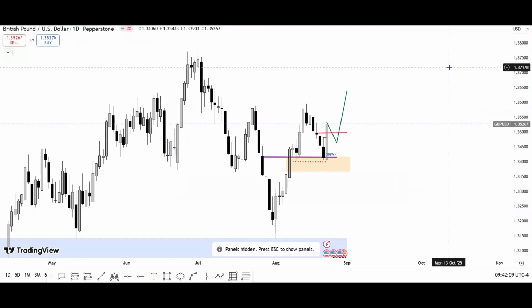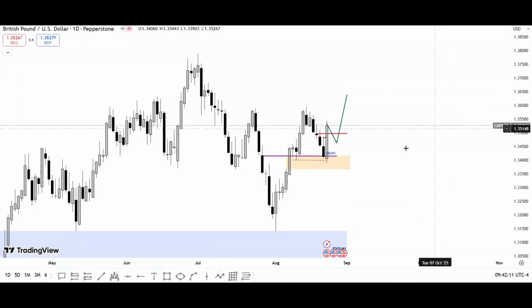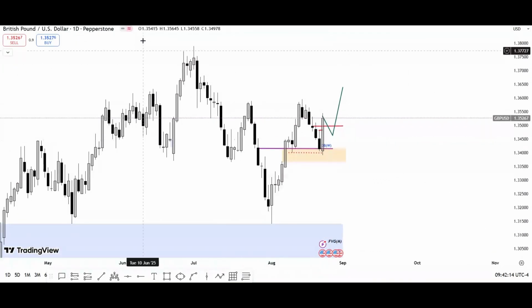Euro USD and GBP USD are positively correlated, so you can just go through Euro USD and I'm sure you'll be able to figure out what the market is doing.